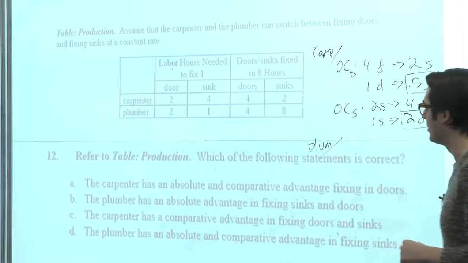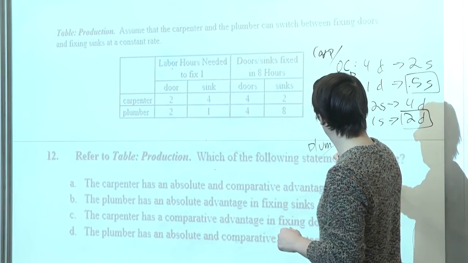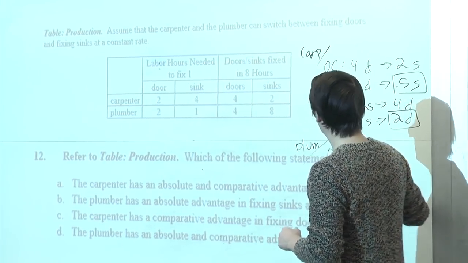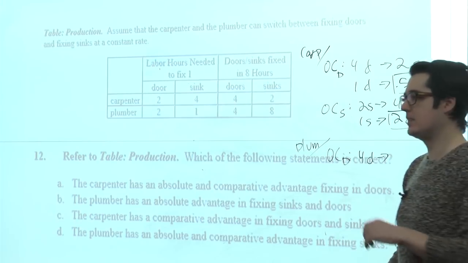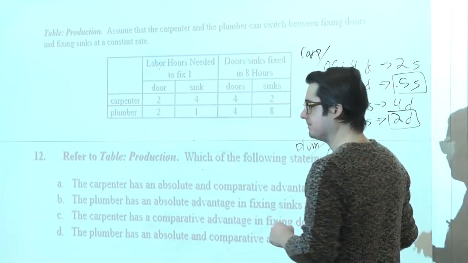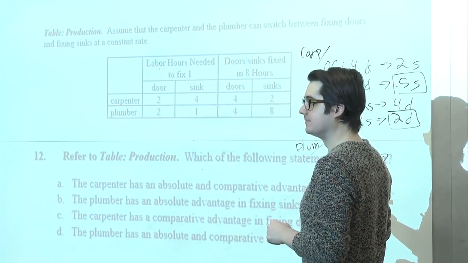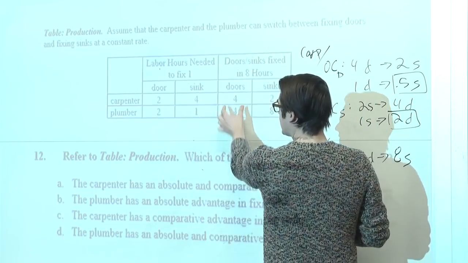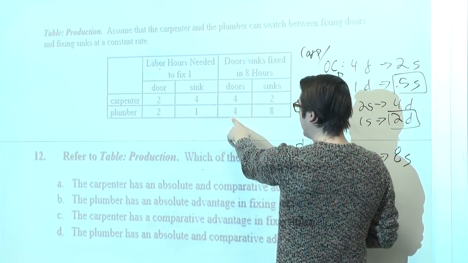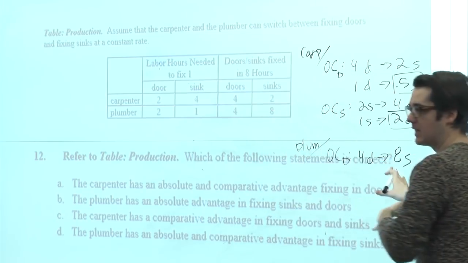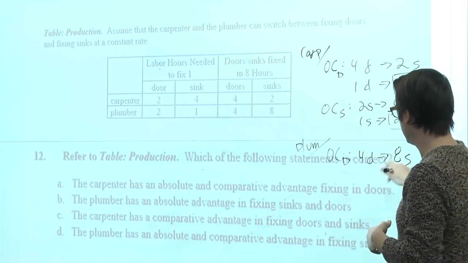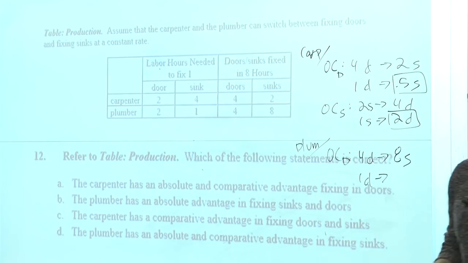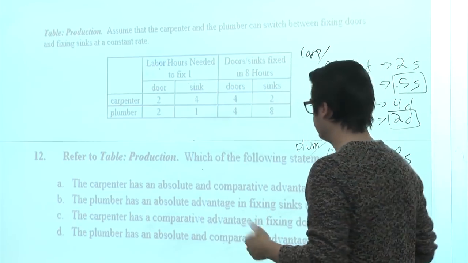Okay, so let's do the same thing for the plumber. If the plumber were to produce 4 doors, how many sinks would he have to give up? 8. Right? If he spends all his time on doors, he can fix 4 of them, but that would mean he wouldn't have any time to produce any sinks. He'd have to give up producing 8 sinks. Okay, so then to produce 1 door, what is his opportunity cost? 2.